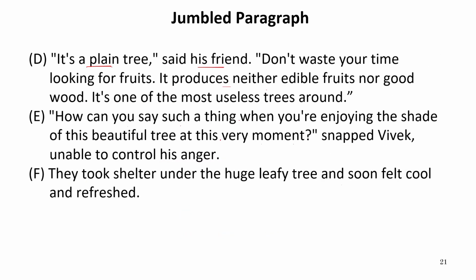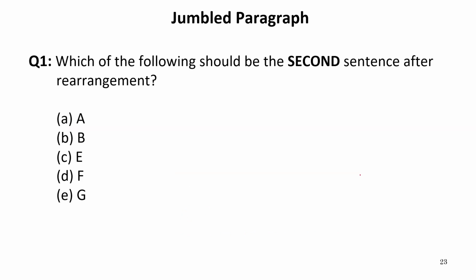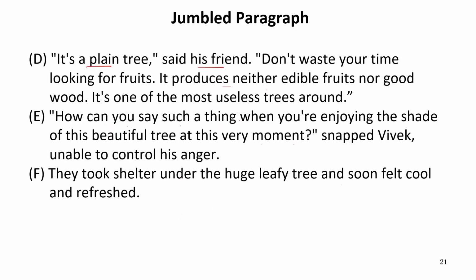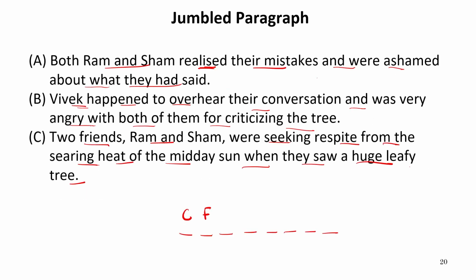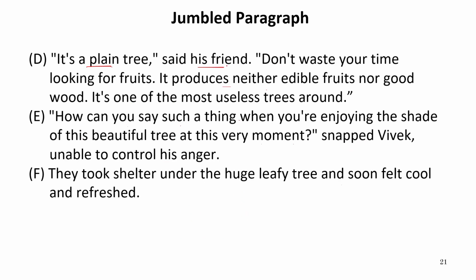Now after F, they took shelter under the huge leafy tree, and now there is a question asked by Ram, that is, what sort of tree is this. So after F we should have H, and we know well that H is combined with D. So D will be the sentence after H. So it is a plain tree, said his friend. Don't waste your time looking for fruits. It produces neither edible fruits nor good wood. It is one of the most useless trees around. So this will be the sequence.